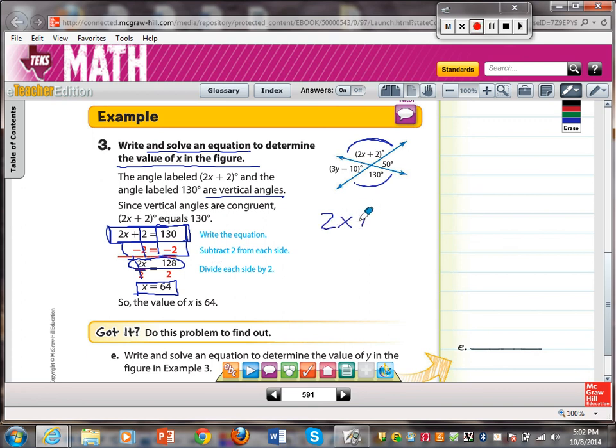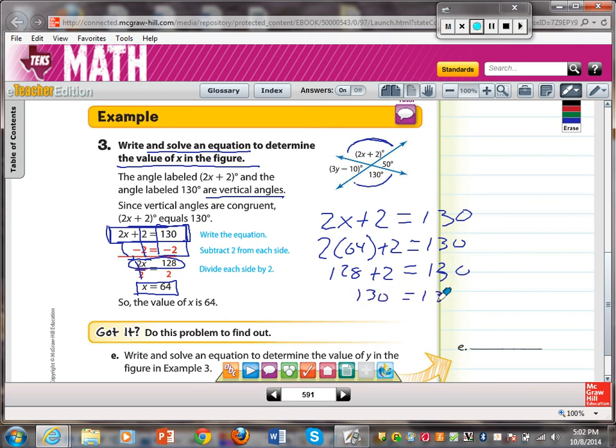2x plus 2, all that has to equal 130. But now instead of putting x, I'm going to put the 64 that we got. 2 times 64 plus 2 hopefully equals 130. So let's see. 2 times 64, that's 128. Plus 2, let's see if that equals 130. 128 plus 2 is 130. Equals 130. That is a true statement. Therefore, x is worth 64. So x has to be 64 in order for all this to equal 130 degrees.